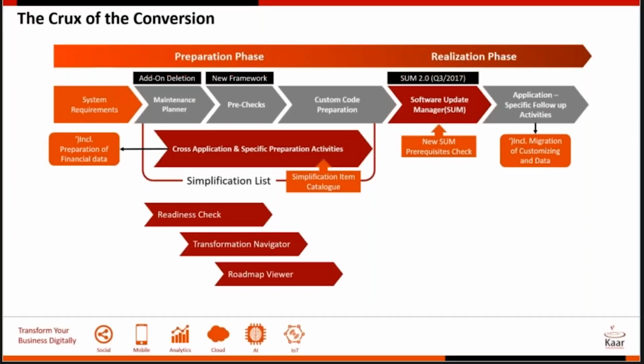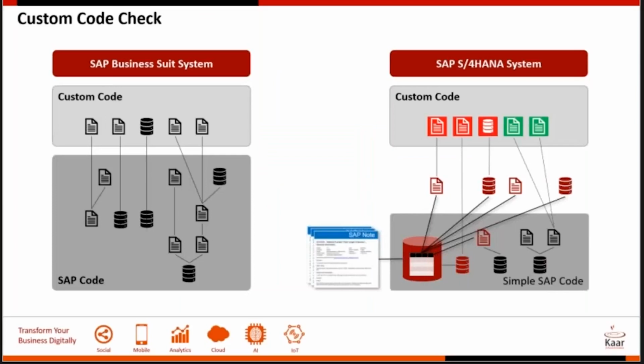So let's delve a little deeper into the custom code preparation and custom code checks. Why do we really need these custom code checks? Traditionally, all along, we've been building a lot of extra code in ABAP on ECC. And it really helped us because we could put in things that were not available and build them the way we wanted. The approach was good so far. But the only downside comes when you have to do the conversion now, because the underlying data structure on ECC compared to S/4 is very different.